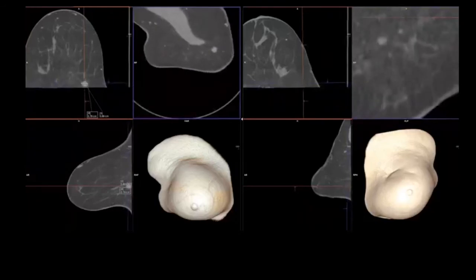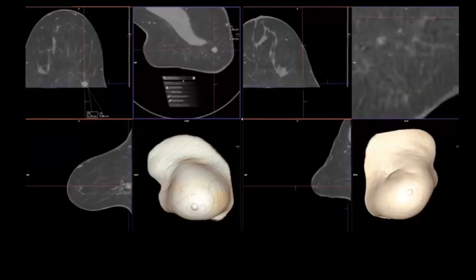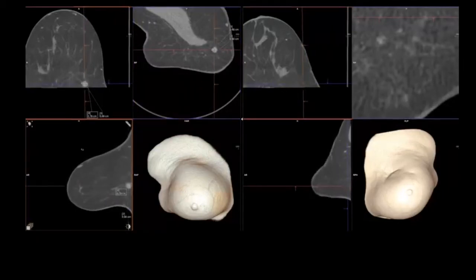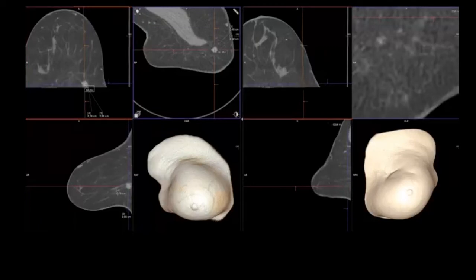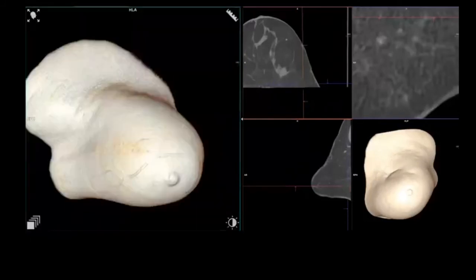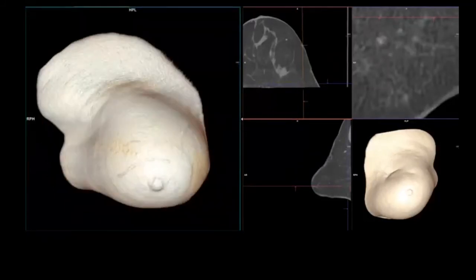You see the measurements. It's a tumor about 1.8 millimeters. And you can also measure Hounsfield units. So this is definitely no cystic lesion. 83 Hounsfield units, 87. This is really suspicious. And now going back to the 3D VRTs to have a 3D look at this case and the right breast.